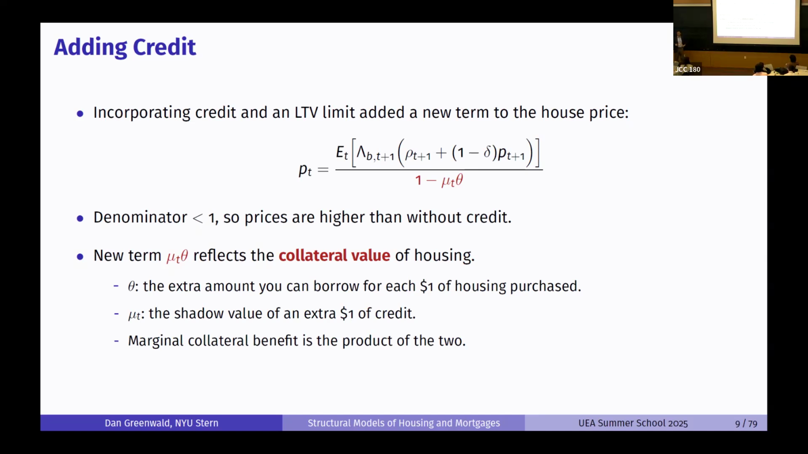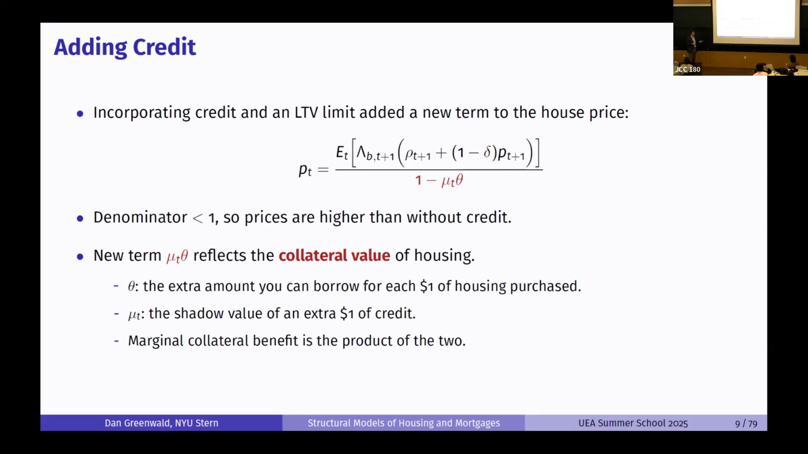And this denominator is going to be smaller than 1, right? Because mu is a multiplier. It could be 0, but it's got to be at least 0. It's non-negative. And theta is going to be a number like 80%, 0.8. So, if you multiply these terms together, it's a positive number. So subtracting a positive number makes the denominator less than 1. So that's actually pushing prices up, right?